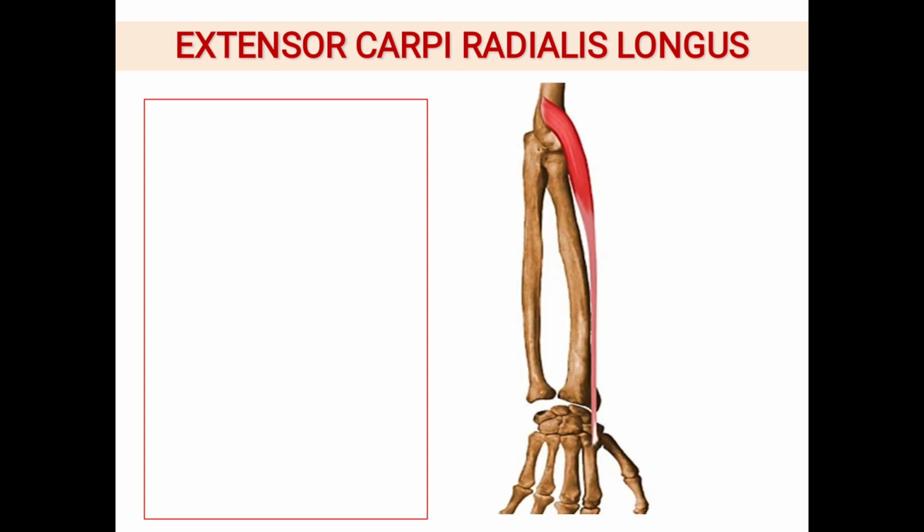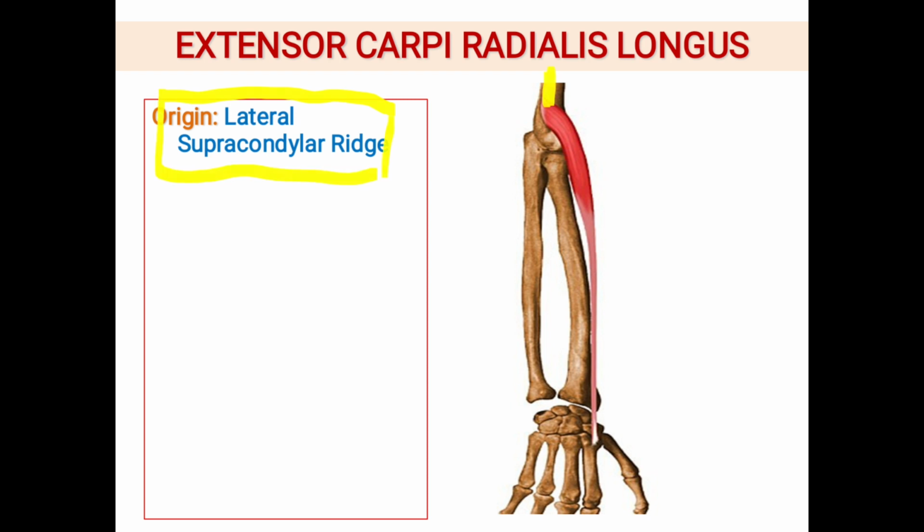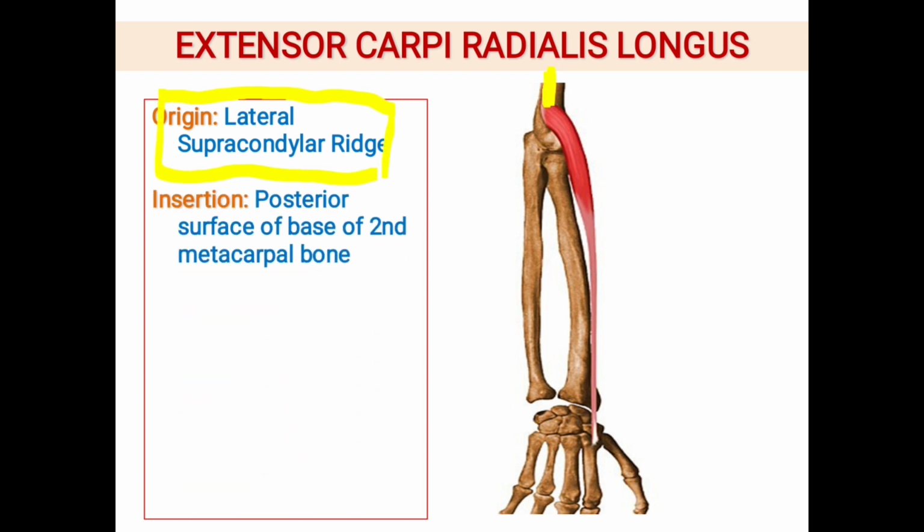Your extensor carpi radialis longus. Actually, it is below the origin of your brachioradialis. Your brachioradialis origin is right here, and below that is the origin of your extensor carpi radialis longus. Both of them have origin at the lateral supracondylar ridge, so the same as the brachioradialis. But this time it crosses the elbow and at the same time it crosses the wrist. Why? It is inserted at the base of the second metacarpal bone.